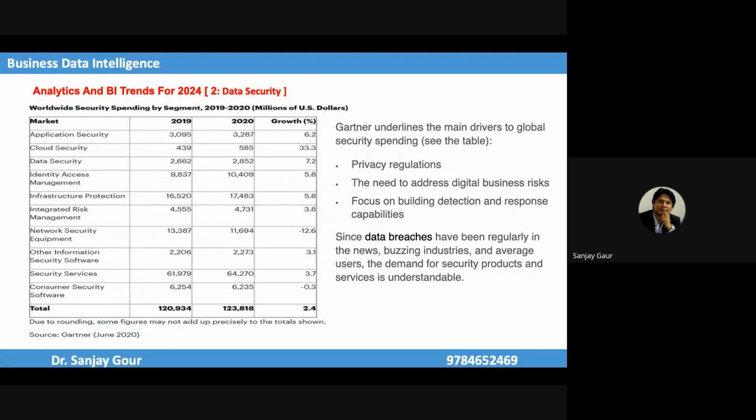So the diversion of security is to move towards the cloud and other application security, security services, consumer security services, and software also. According to Gartner, the main drivers of global security spending are privacy regulations, the need to address digital business risk, and a focus on building detection and response capabilities. So again, in the second important section, comparing 2020 and 24, we are not improving much. We have to work on security with the help of data intelligence.